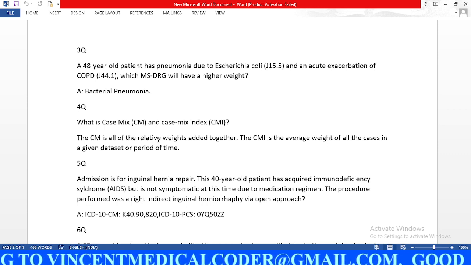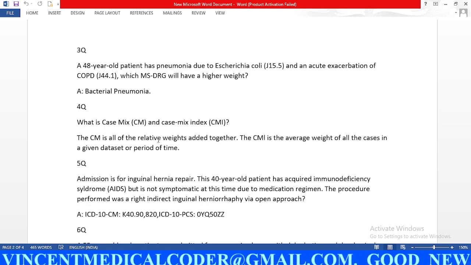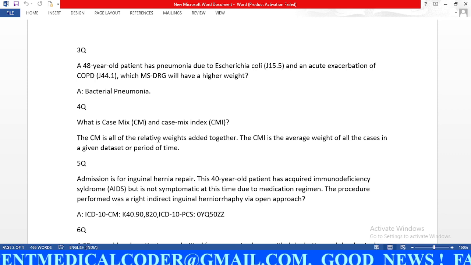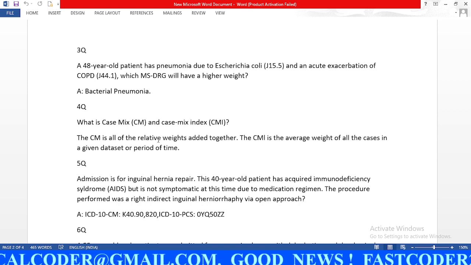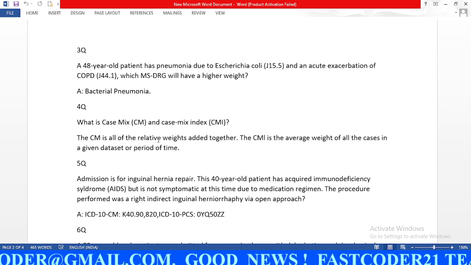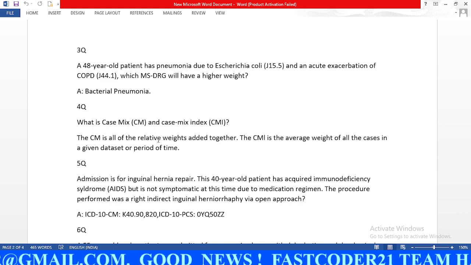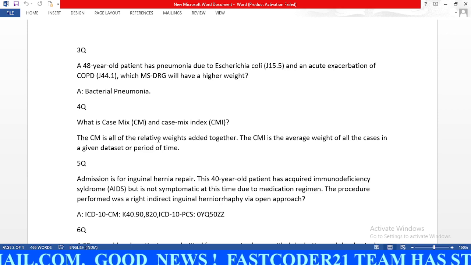So basically, we need to understand from the above three questions that whenever there are two or more conditions equally responsible for the patient admission, we need to code the condition which has the higher DRG weight.